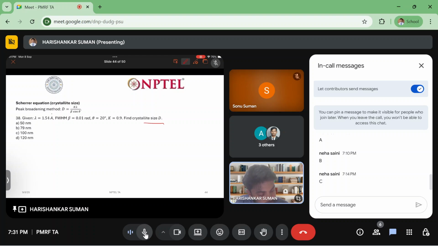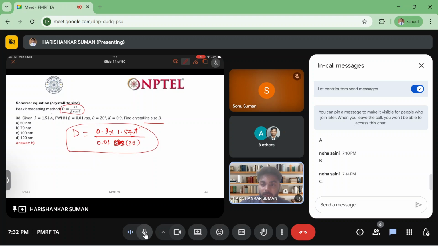Please calculate D. You have been given the formula. Take 1-2 minutes for this question. You have to calculate D. K is given, lambda is given in angstrom, beta is also given in radian. Cos theta with theta 20, sorry, we have to put cos. Calculate this value and you will get the answer. The answer will be B.